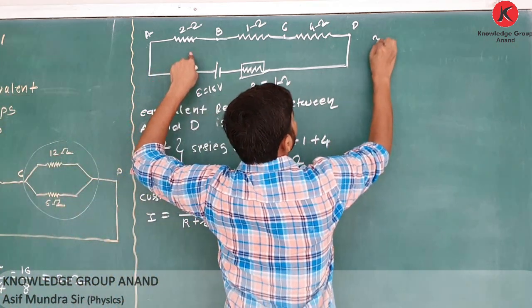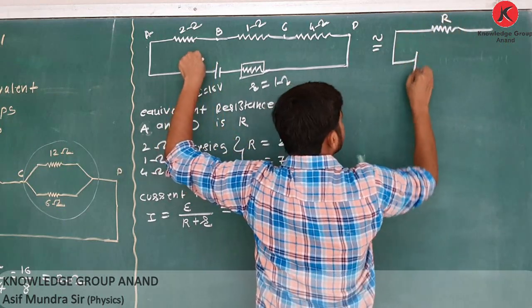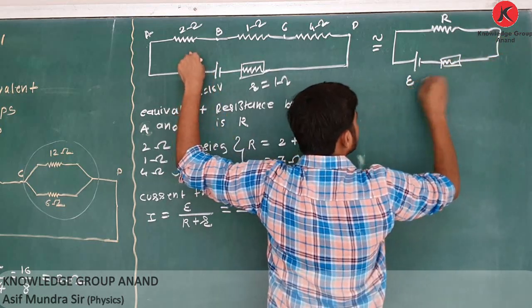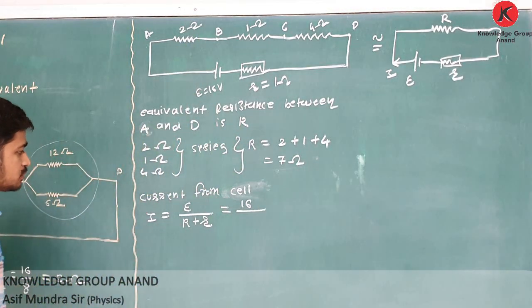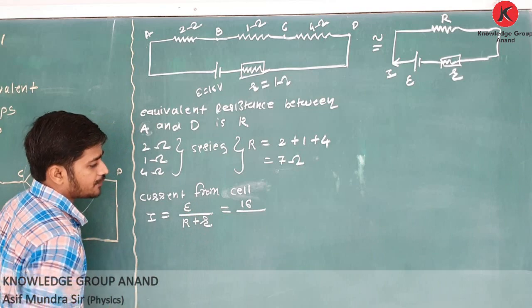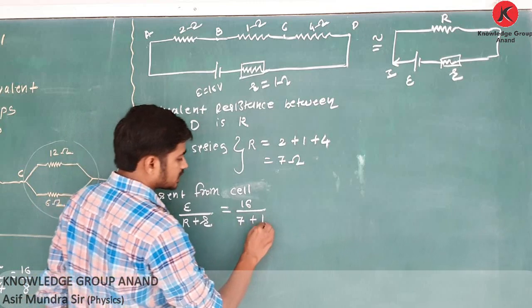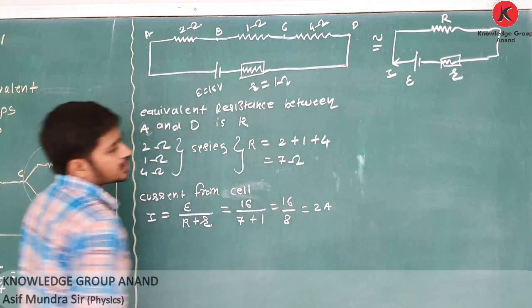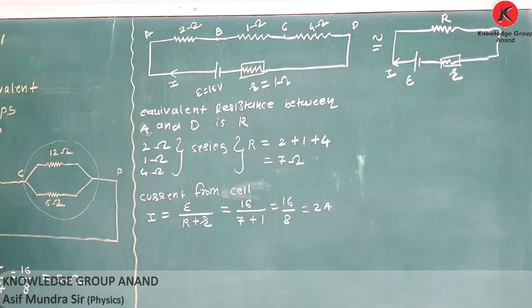I can represent this circuit like this. Total resistance R here, here it is the battery E, here it is internal resistance r. Current flowing from it is I. Clear? So current from cell I is equal to E upon R plus r, which is 16 upon 7 plus 1, that is 16 upon 8, so it is equal to 2 ampere. The value of this current I is 2 ampere. Clear about this?